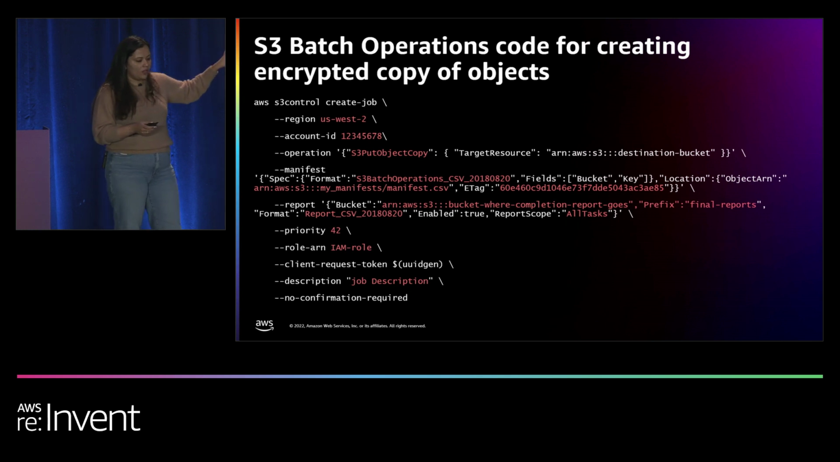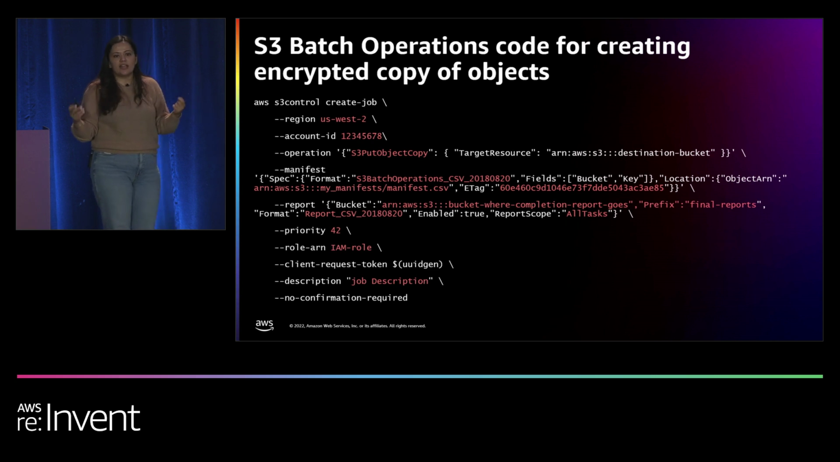And the priority also allows S3 Batch Operations to run multiple tasks in parallel so that you can set priorities across those. And so with this, we have satisfied our requirements and encrypted all objects in the bucket.